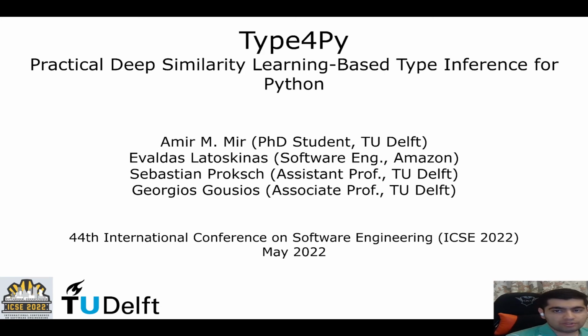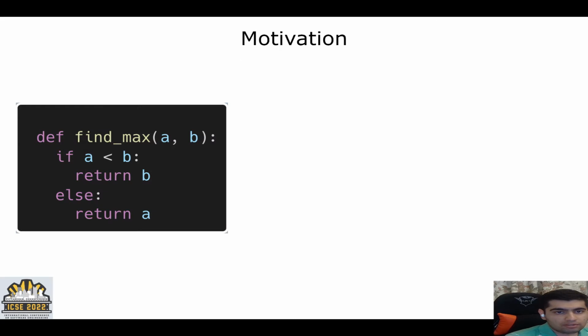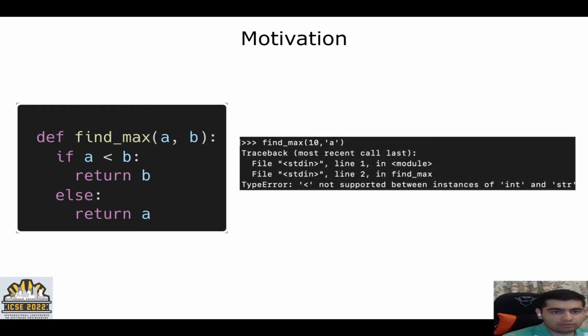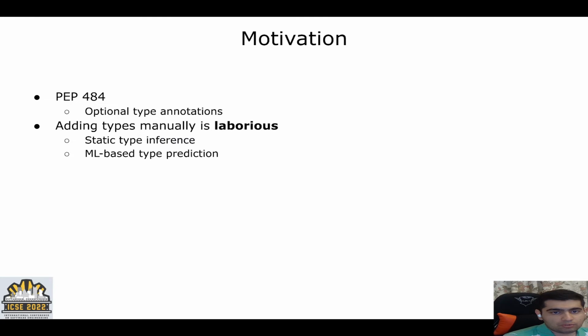In this video I'm going to present Type4Py, our technical paper for ICSE'22. As we know, Python is easy to use and it allows rapid prototyping. Due to the lack of static types, Python developers often encounter type errors. Also, lack of static types causes runtime exceptions and weak IDE support. Python supports optional type annotations, meaning that developers can add types to their code base gradually.